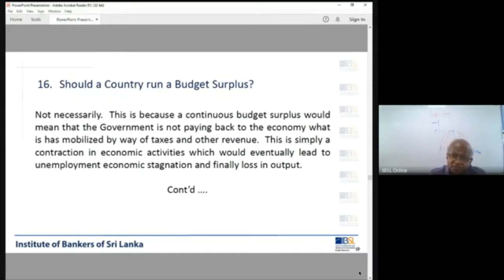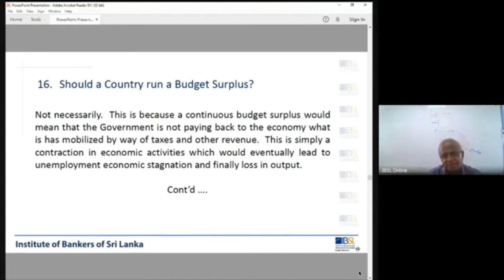This is an interesting point. Should a country run a budget surplus? Not necessarily. Even, should the country run a current account surplus? We said not necessarily. This is because a continuous budget surplus would mean that the government is not paying back to the economy. If the government gets money, a surplus, you are not investing. You are not paying back to the economy what it has mobilized by way of taxes and other revenue. Because it is other people's money, you can't keep surpluses. You have to do something. It is your responsibility to invest those funds.